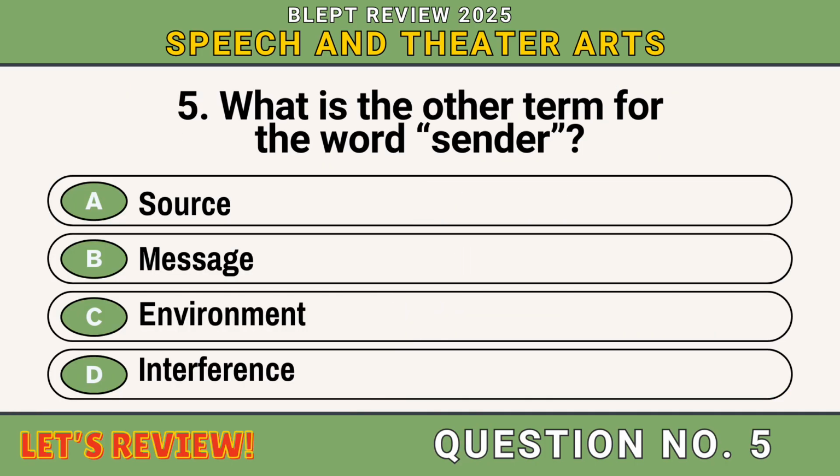Okay, number five. What is the other term for the word sender? Letter A, source. Letter B, message. Letter C, environment. Or letter D, sorry, interference. You only have 10 seconds to answer. Timer starts now.